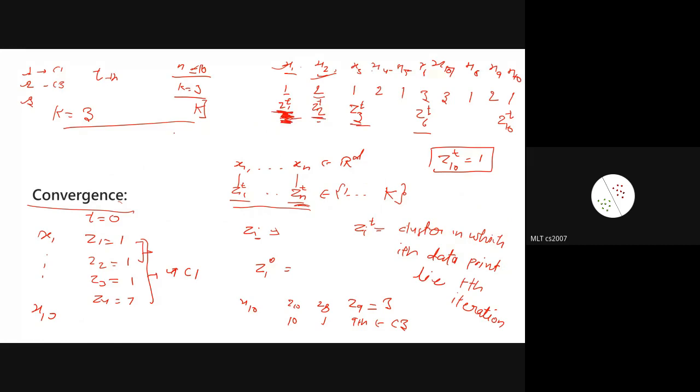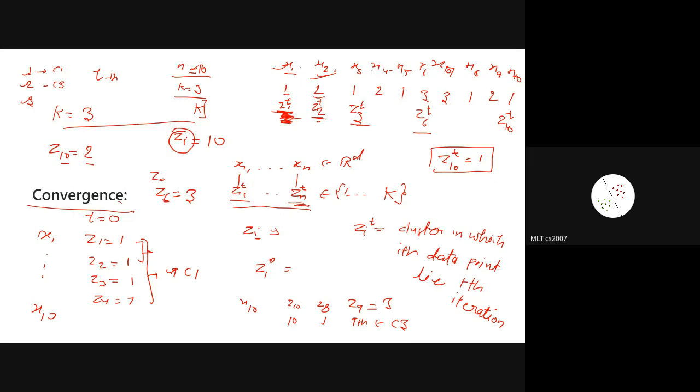The cluster number I'm denoting as Zi. If my ith data point goes to cluster 10, it means my Zi value is 10. If my sixth data point goes to cluster 3, then my Z6 value is 3. Whenever I say Z10 equal to 2, it means my 10th data point is going to cluster 2.